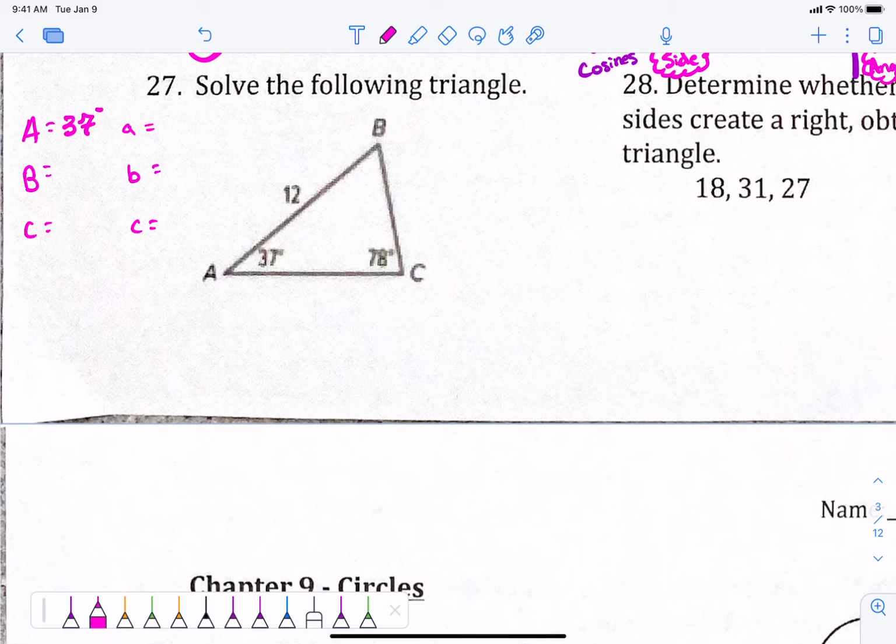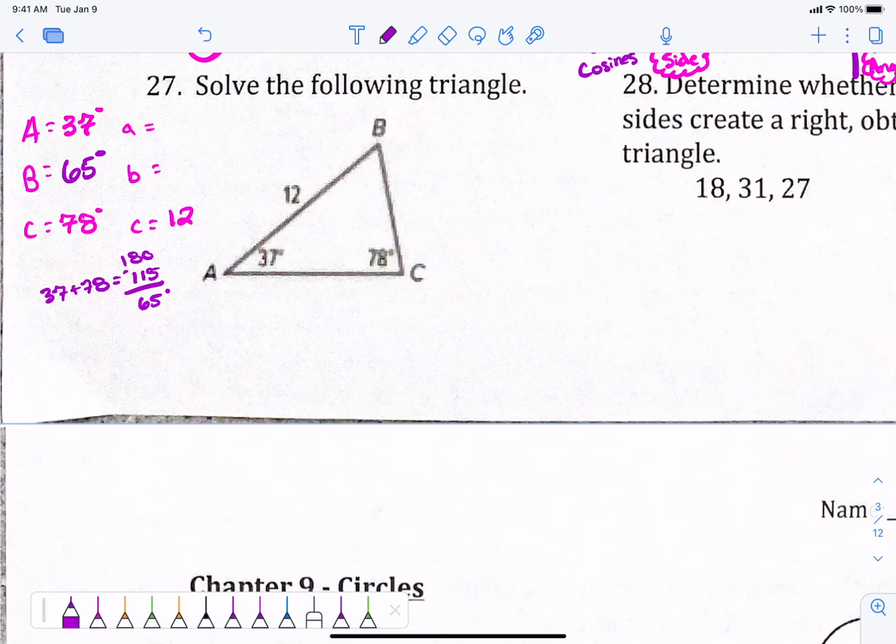What else do we know? Little c is 12. Big C is 78 and big B is 65. How do you know that capital B is 65 degrees? Because the angles add up to 180. 37 plus 78 is 115, and then you subtract that from 180. If you know how we got the 65, don't worry about it. I'm just writing that down so that when you look at it, you have steps for how we got 65.